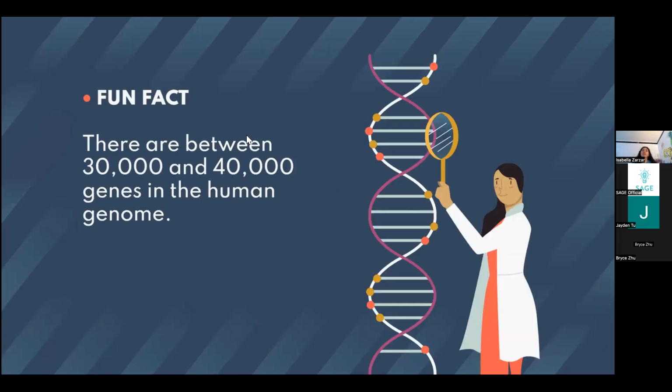Okay, so our fun fact today is that there are between 30,000 and 40,000 genes in the human genome. That's just a really cool fact. It just shows how many genes we have. So our bodies are super complicated. We have all these genes, and just imagine how hard it must be to catalog all these. Scientists know about most, if not all of these genes. Some of the functions of these genes actually aren't known super well.